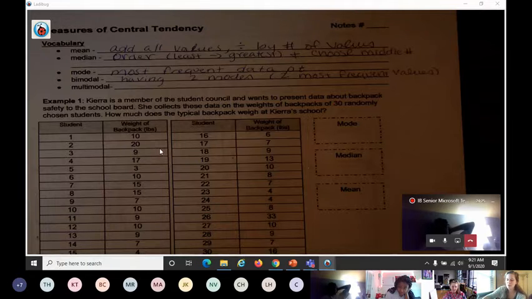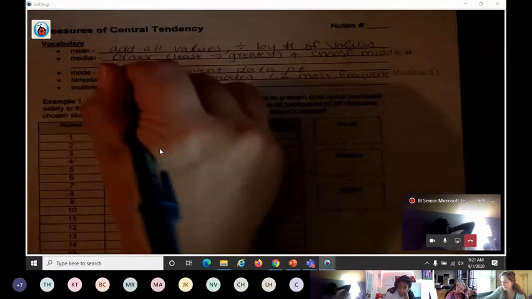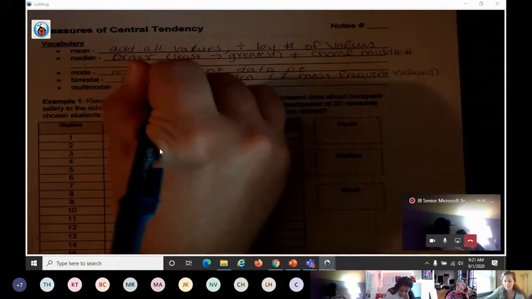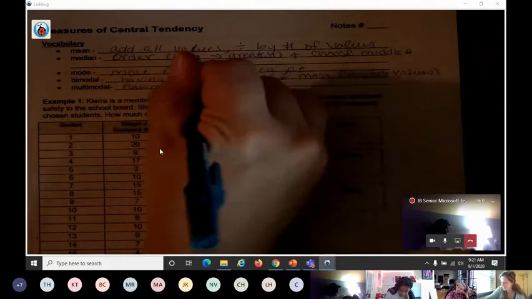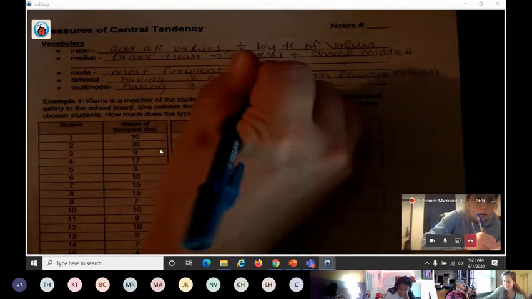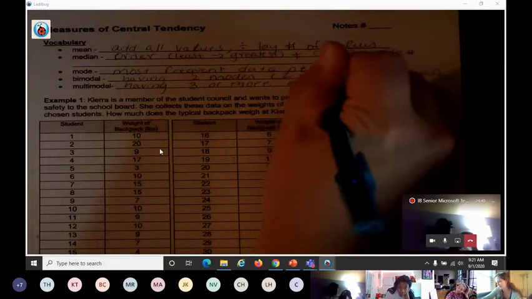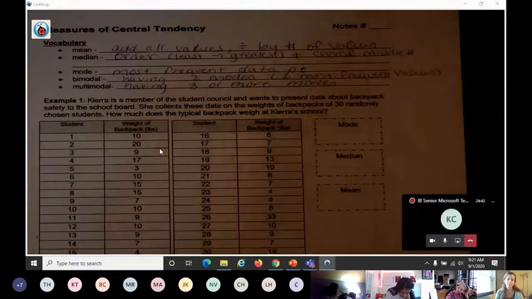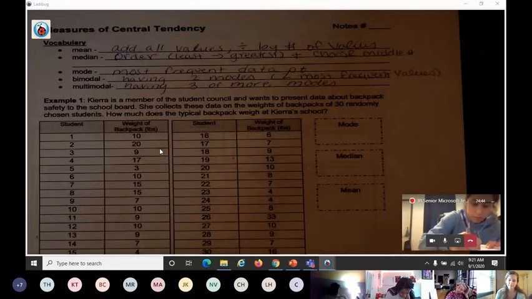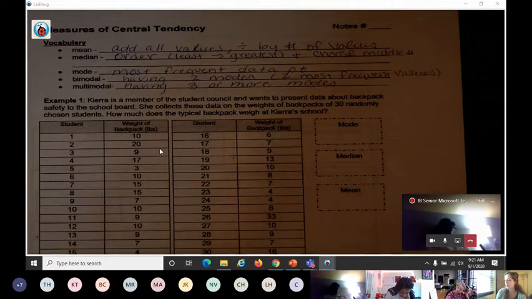All right, multimodal is having what? Having 3 or more modes. Okay. You guys need a minute to breathe and write that down, or are you good? Yeah, I think I need more time to write. Okay.